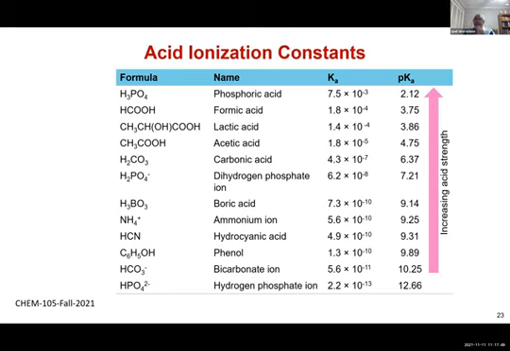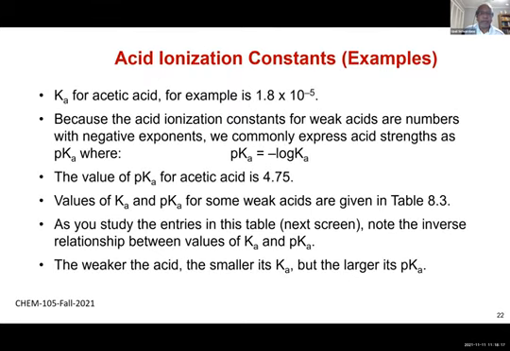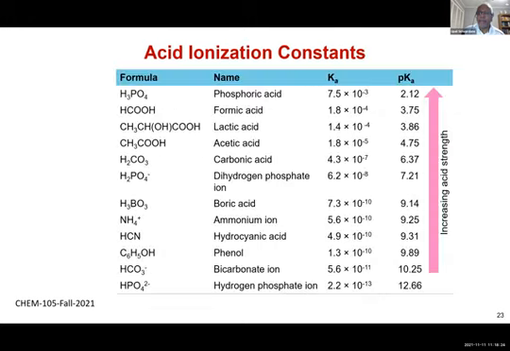So when you compare K sub A values, the larger the K sub A value, the stronger the acid. When you're comparing pKa values of different acids, the smaller the pKa value, the stronger the acid. So therefore, you have to know that there's an inverse relationship. Weaker the acid, smaller the K sub A value, but larger the pKa value.